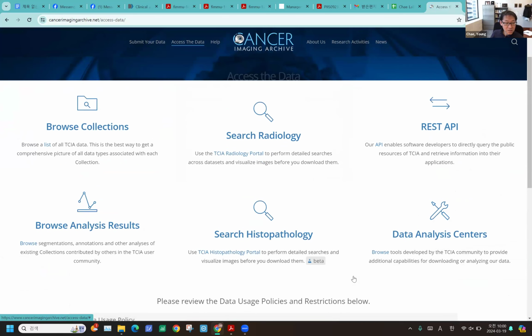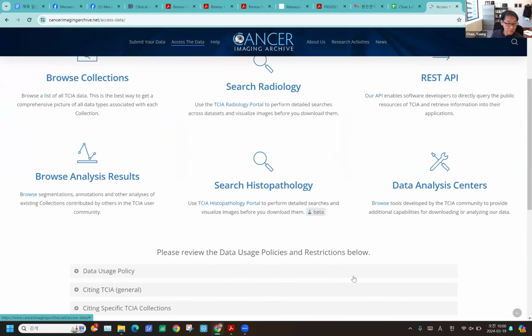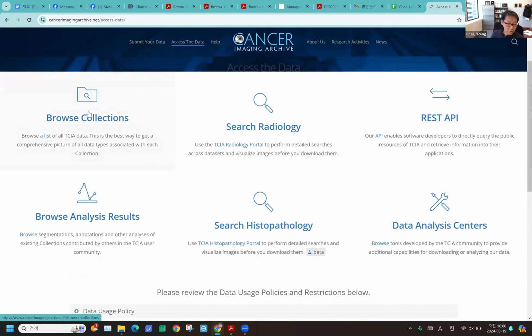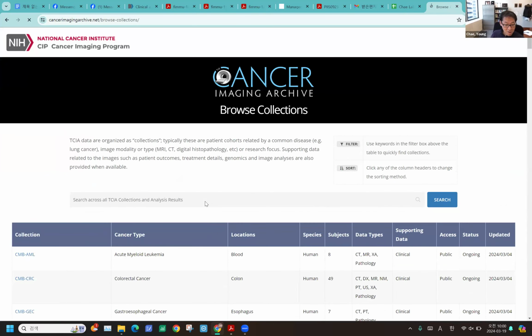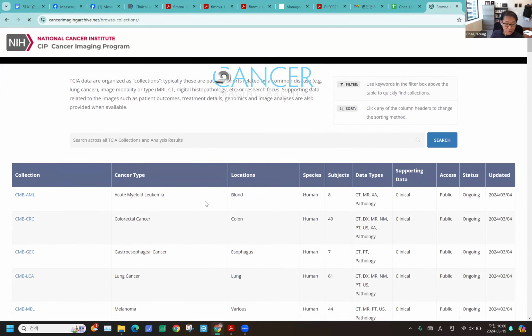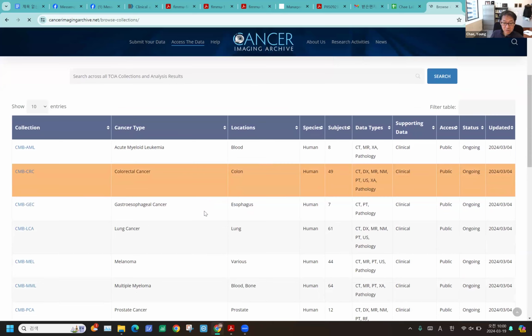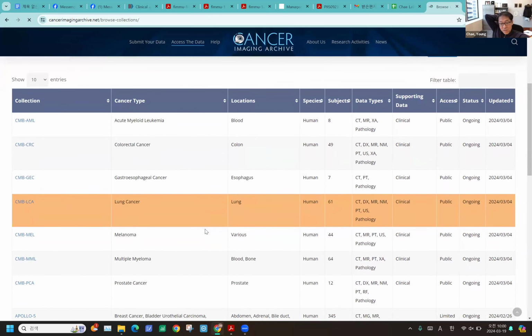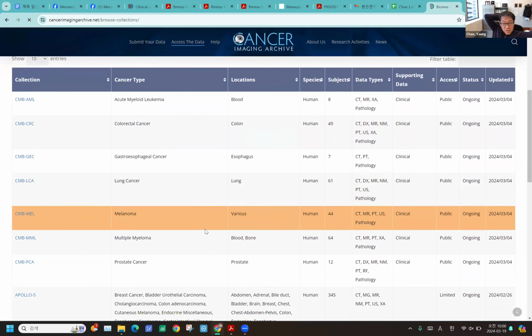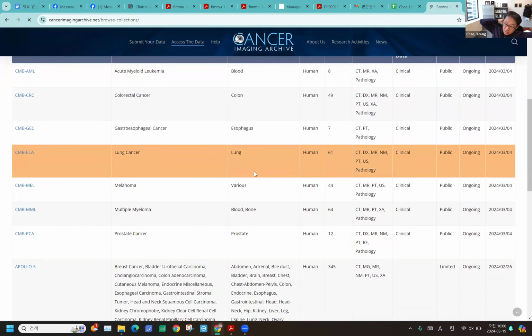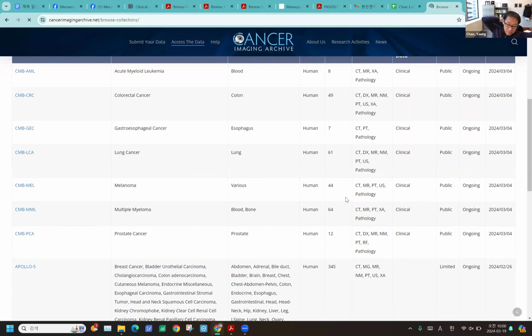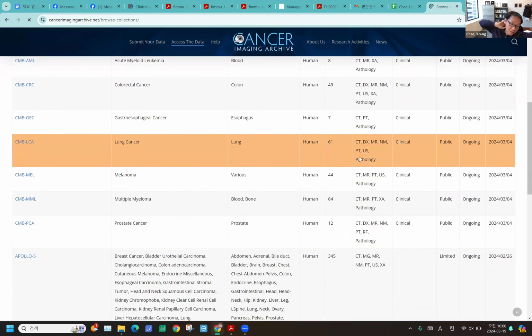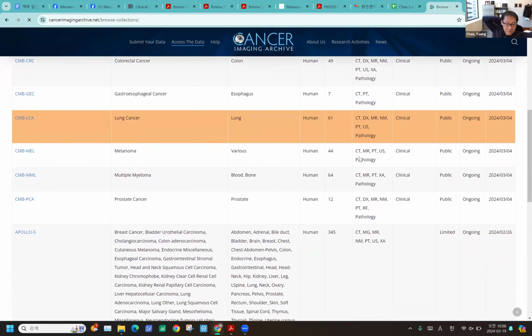Can you click the browse collection? Left upper, yeah, let's see what data. So colorectal, 49 patients. All these slides, clinical, and then supporting data, clinical, prostate, clinical, profile.